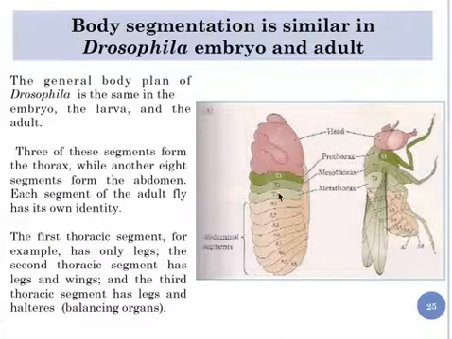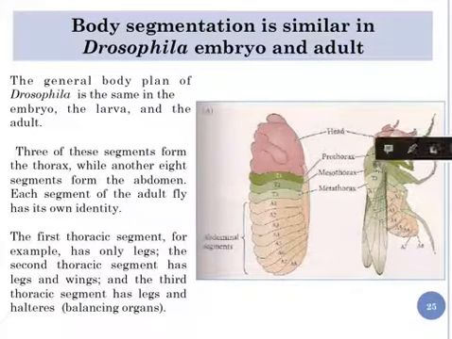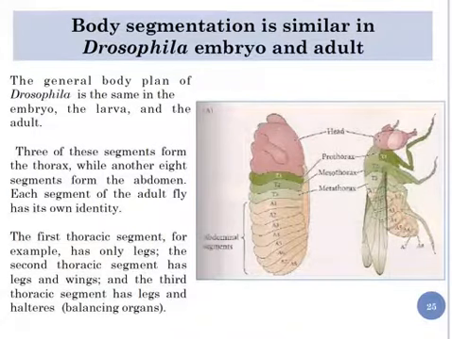Regarding the thoracic segments, the first one is called prothorax, the second one mesothorax, and the third one metathorax. And the abdominal segments are 8, A for abdominal, T for thoracic. Anyway, if you look at the adult fly, ventrally we have 3 pairs of legs attached to the first, second, and third thoracic segments, while dorsally we have 1 pair of wings attached to the second thoracic segment.